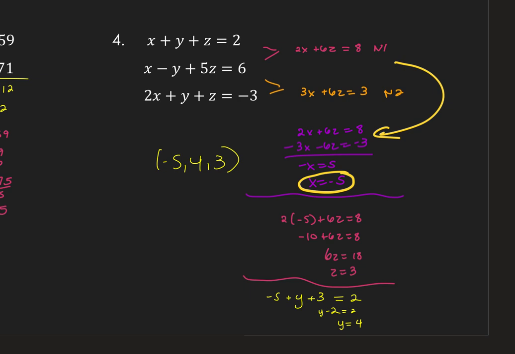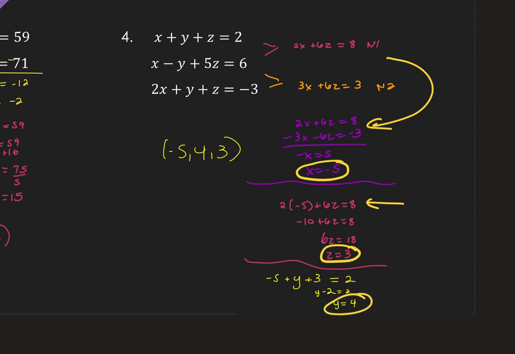And then once you get your first variable, you're going to plug it back in. It has to go into one of the new ones. I plugged it back into new 1. And then I got the second one, which was z. And then you have to plug those 2 back into one of the original ones. I plugged it back into the very first one, and I got the last variable.